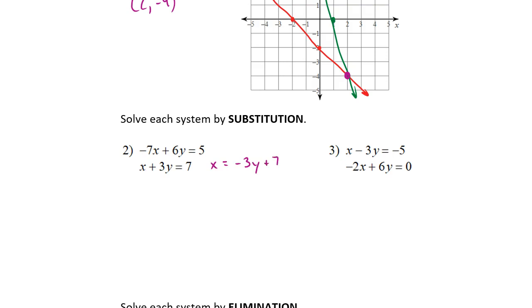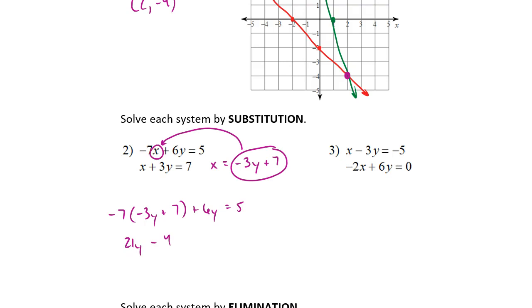Now what that means is that this, what we just found x to be, this -3y plus 7, we're going to substitute that in for x in the other equation. So we would have -7 times (-3y plus 7) plus 6y equals 5. Now when I distribute the -7 through, I'm going to have positive 21y minus 49 plus 6y equals 5. Now we're going to combine like terms next. So 21y plus 6y would be 27y, and I'm just going to go ahead and add 49 to both sides, and I would get 54.